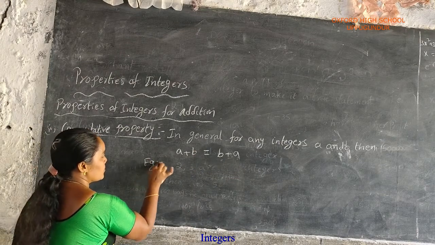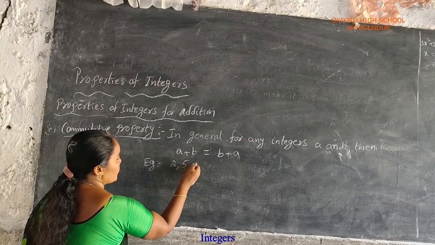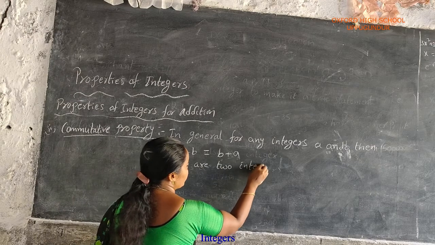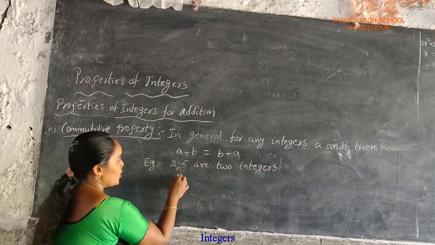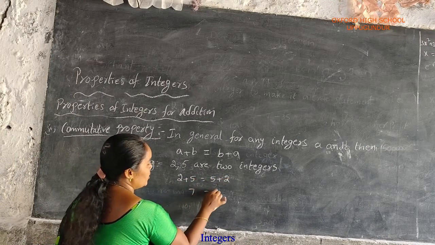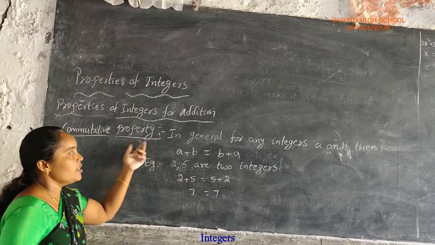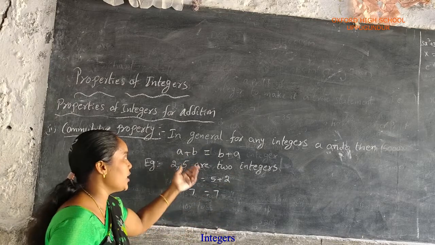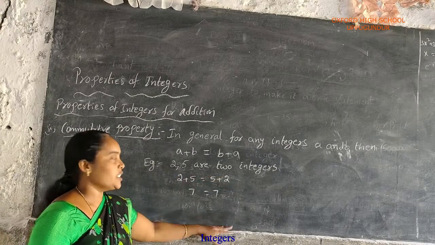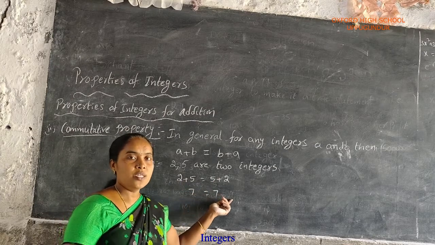Example, 2 and 5 are two integers. 2 plus 5 equals 5 plus 2. 7 equals 7. So, commutative property under addition. In general, for any integers a and b, a plus b equals b plus a. Example, 2 and 5 are two integers, 2 plus 5 equals 5 plus 2, 7 equals 7.